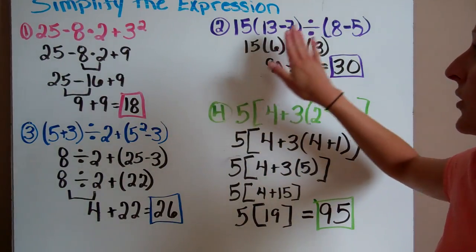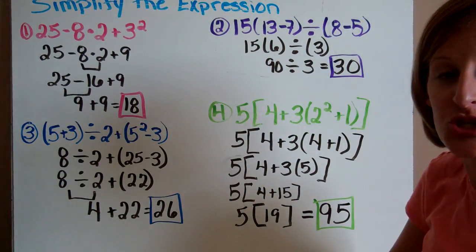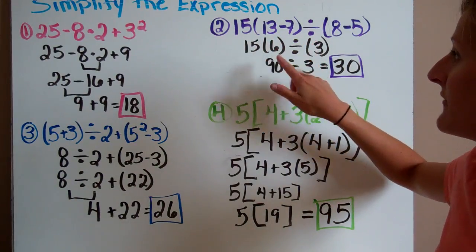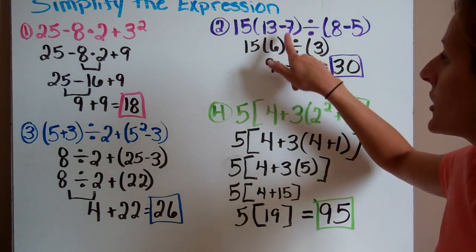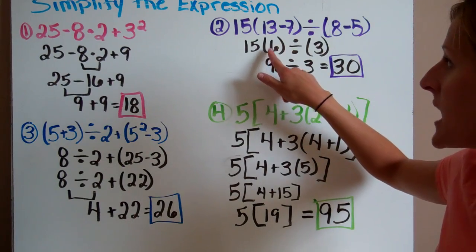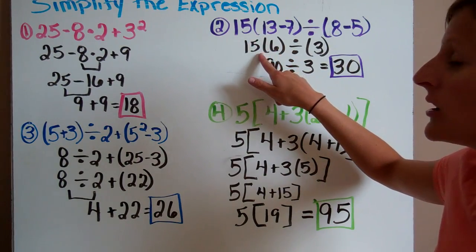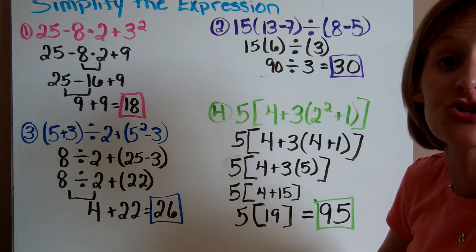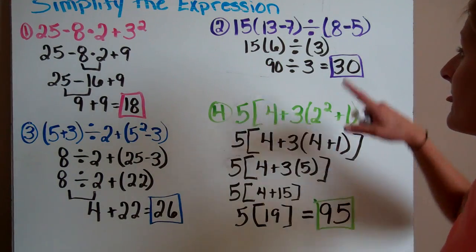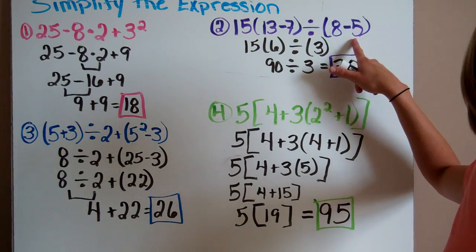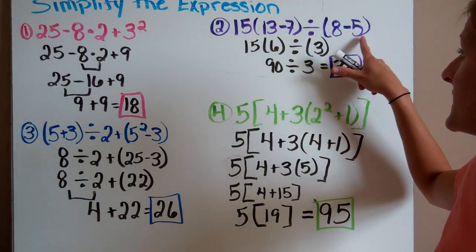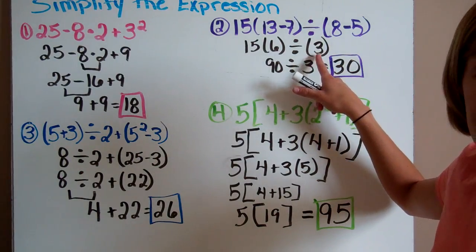Now in this second one we have parentheses, so we need to do them first. So I need to do 13 minus 7 and I get 6. Look how I keep it in the parentheses because there is no symbol in between the 15 and 6, and that means it's just understood as multiplication. Then over here is the second parentheses. I'm going to go ahead and simplify it. So 8 minus 5, and that's 3.